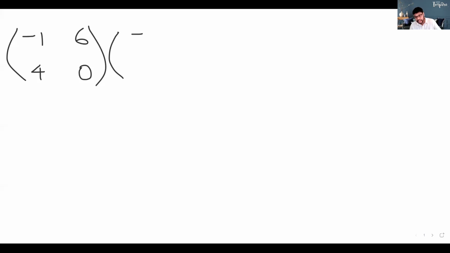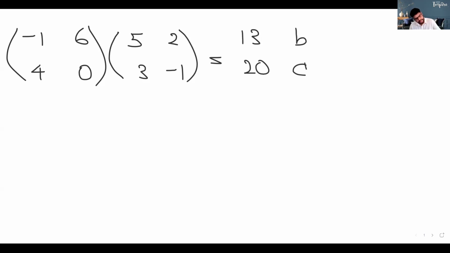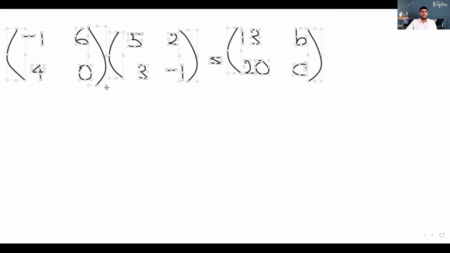Okay. So children, what they're saying is essentially that negative 1, 6, 4, 0. This is a 2 by 2 matrix multiplied by the 2 by 2 matrix 5, 2, 3, negative 1. So this equals 13B, 20C. So children, we can actually multiply the first two matrices and see whether we can find B and C. So we'll do that.